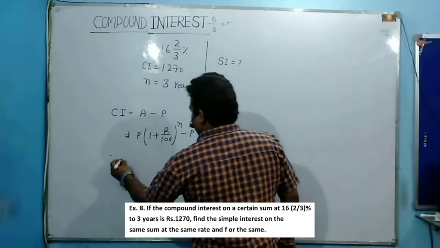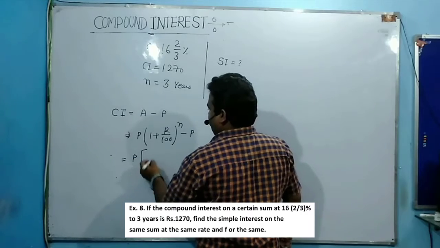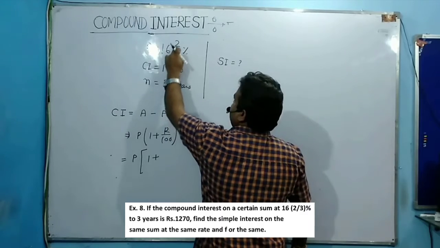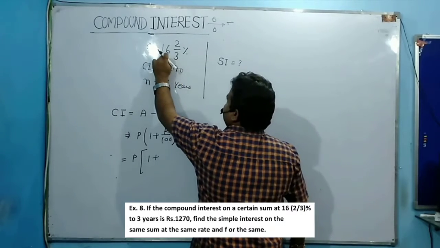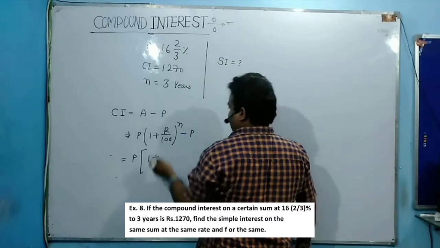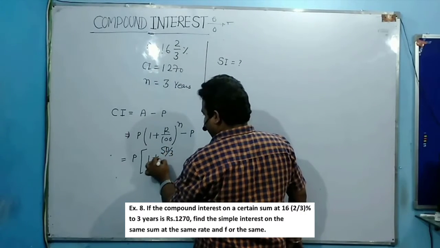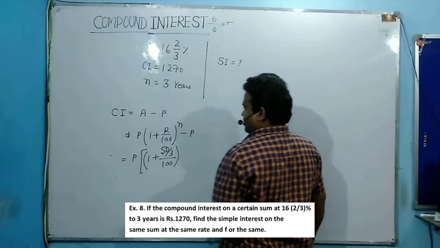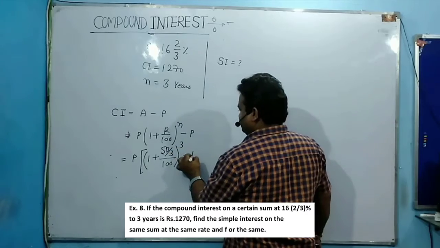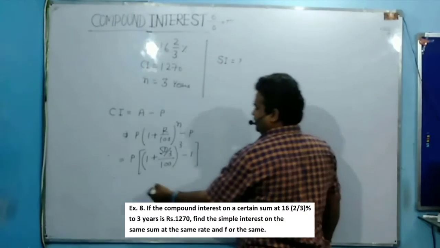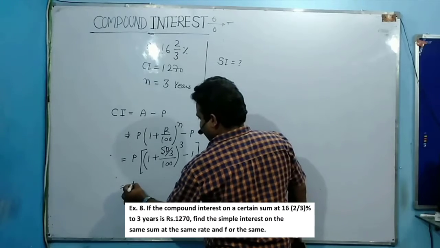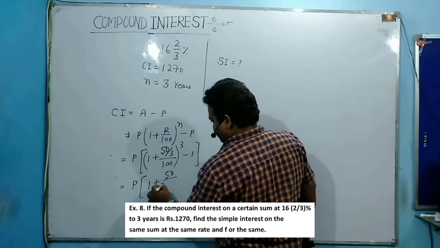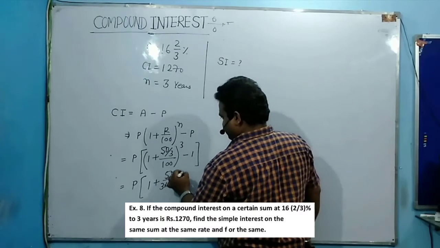Okay. Now take P common. If you take P common, you will get 1 plus R; the value of R is given. See, what is the value of R? 16 and 2/3 means 16 multiplied by 3 is 48, plus 2, 50. So 50 by 3 divided by 100, raised to the power 3, minus 1. Okay, because you take P common. Now here, P times (1 plus 50 by 3 just below it).